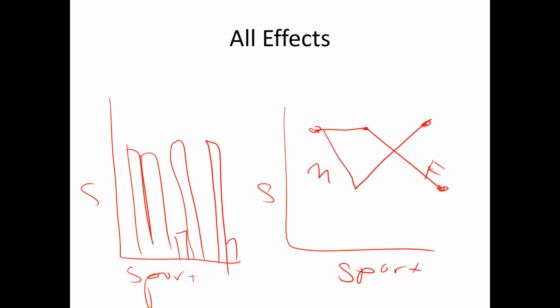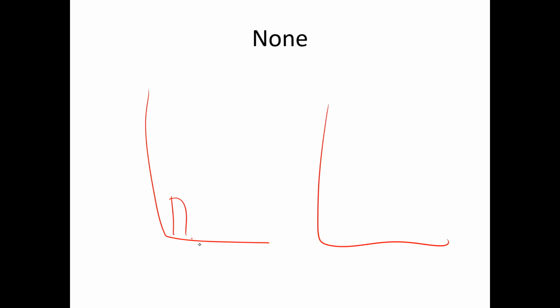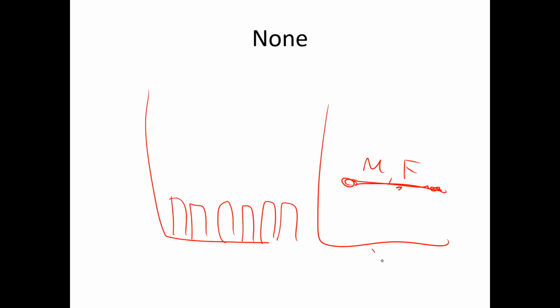This actually might average out where there's no effect of sport. But this would be one example of where you couldn't necessarily tell just by looking at a graph. So I've got an interaction and something else is going on. No effects is very easy to see. It's usually a very boring graph where all the lines are exactly the same because there's just no effect of anything. So this would be men and women have the exact same line.